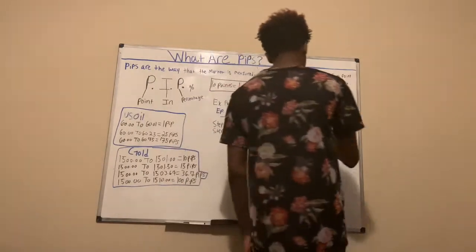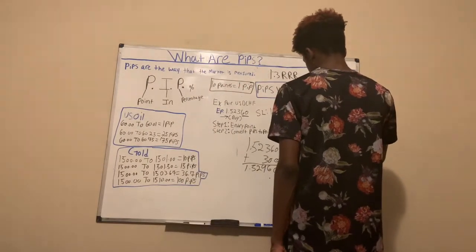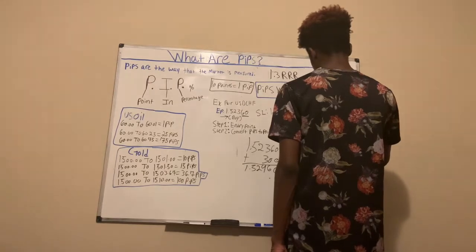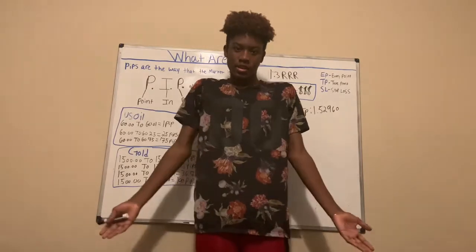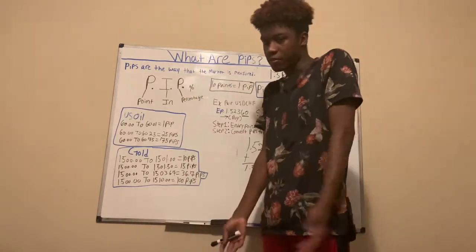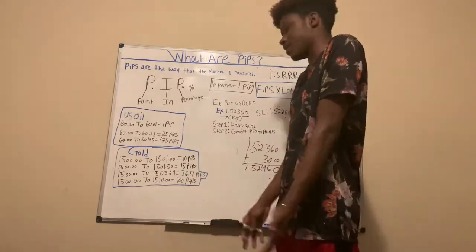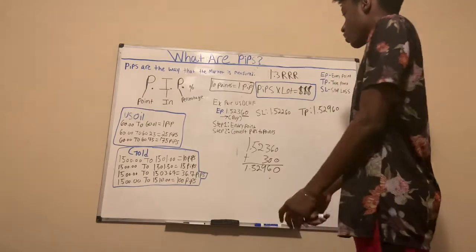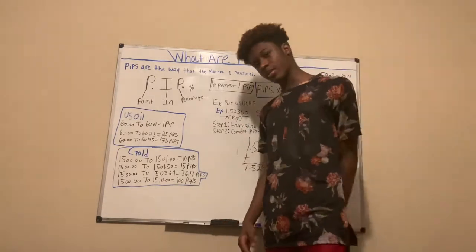So let's run our take profit over here. TP is 1.52960. And it's literally as simple as that. For common FX pairs, it is simple as that. I can't stress how easy this is right here. You locate your entry, decide if it's going to be a buy or a sell.